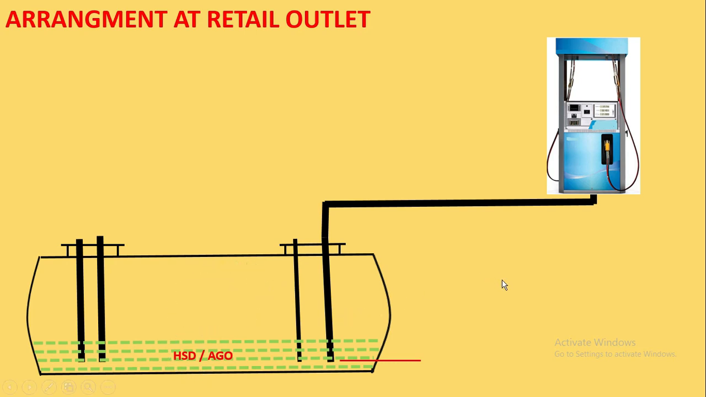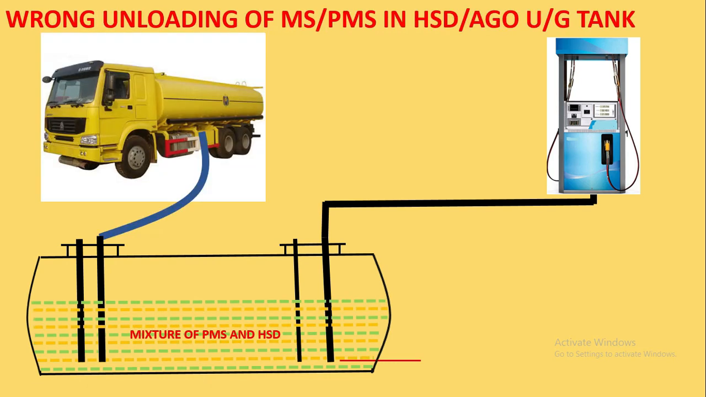Now let us see the exact problem area which we are planning to discuss here. You received a tank lorry which was carrying motor spirit or PMS. Now what has happened? After doing the quality and quantity certification for the tank lorry, by mistake your operator has connected it to the AGO tank or HSD tank and has unloaded some quantity into it. Immediately after unloading, your tank will have a mixture of PMS and HSD.